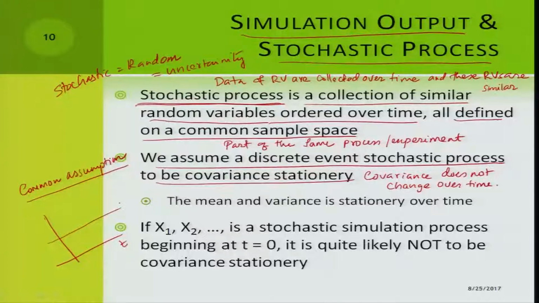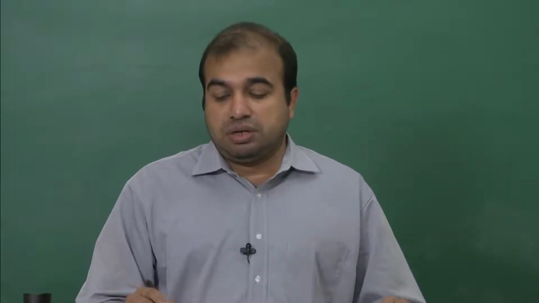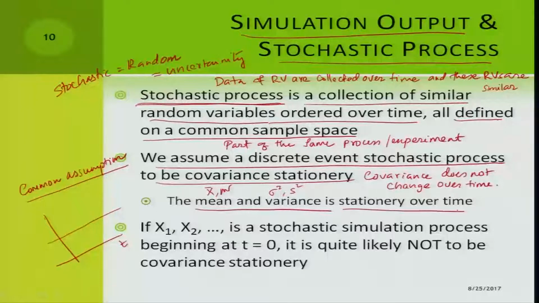Another way to say it is that the mean, x bar or mu, and the variance, sigma square or s square, are stationary over time. I hope that you have already read the textbooks on statistics and are familiar with the concepts of mean, variance, standard deviation, median, mode, and so on. Which means they don't change over time; the values remain the same.